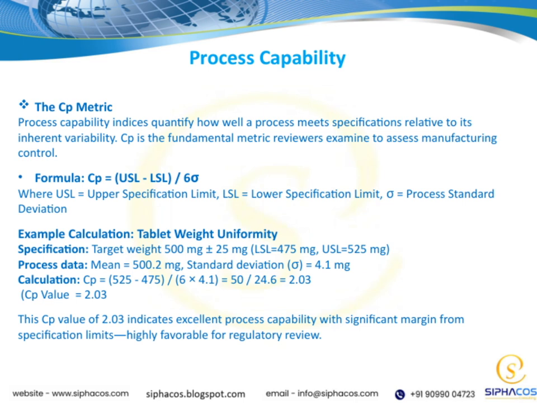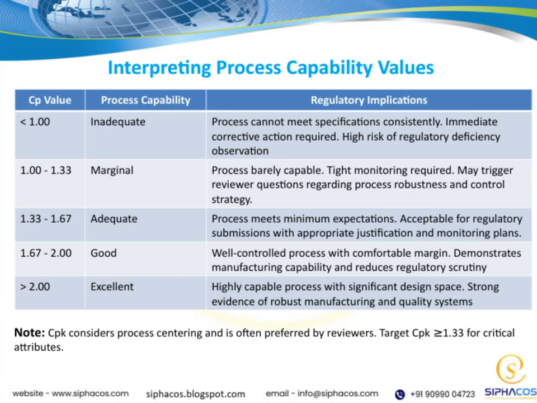Let's take a closer look at process capability and what it means for our manufacturing and regulatory considerations. First, note that CPK, or Process Capability Index, takes into account not just the spread of our process, but also how well centered it is within the specification limits. This makes CPK a very useful measure for reviewers, since it reflects both the ability to meet specifications consistently and the process's overall stability. Ideally, we aim for a CPK of at least 1.33 for critical attributes, as this indicates a capable process with a good margin of safety.